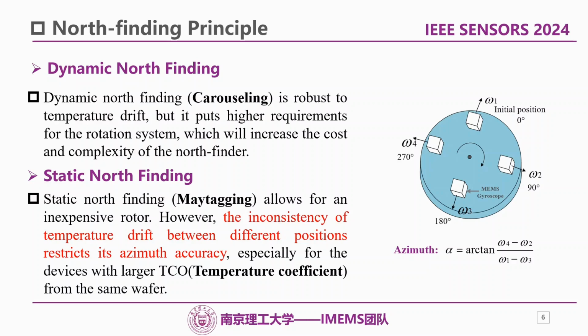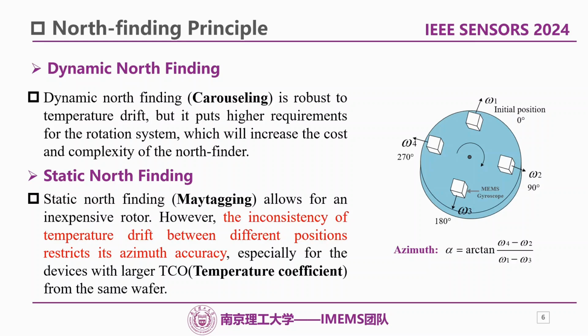Carouseling is also called dynamic north finding, which is robust to temperature drift, but it puts higher requirements on the rotation system, which will increase the cost and complexity of the north finder. Tagging is called static north finding, which allows for an inexpensive router.